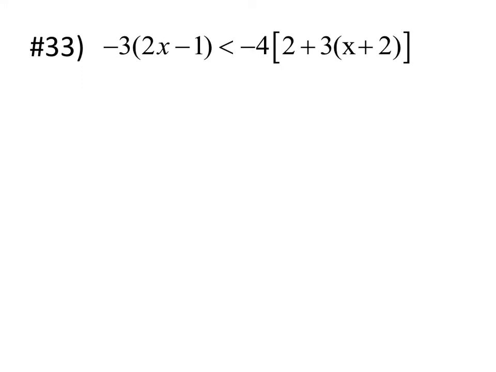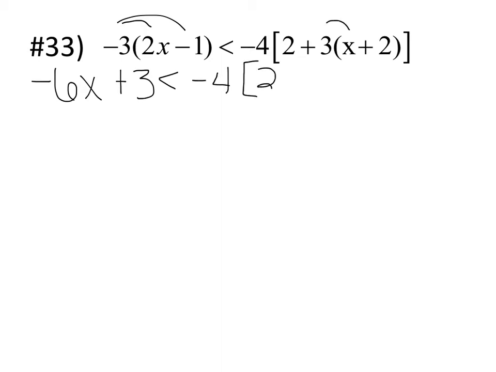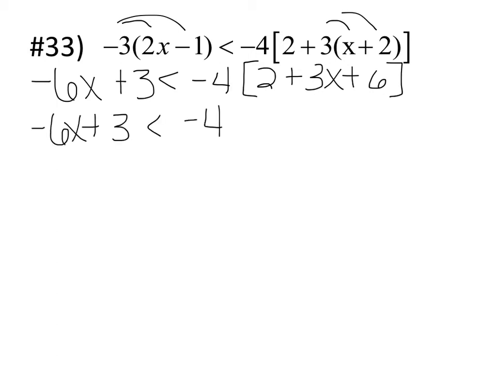Okay, this one looks fun. Okay, first things first, we're going to go ahead and distribute our negative 3. So that's going to be negative 6x plus 3 is greater than, we're going to leave our negative 4 alone for right now, and our 2 alone for right now, and we're going to distribute just our 3. So it's going to be plus 3x plus 6. Leave our left side alone for right now. Leave our negative 4 alone for right now.